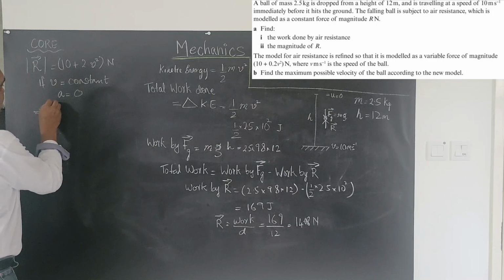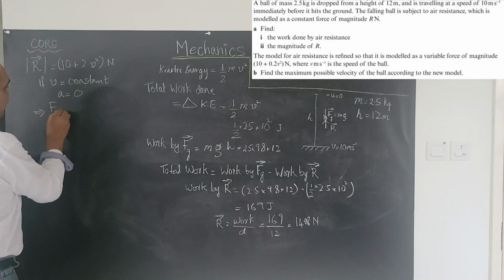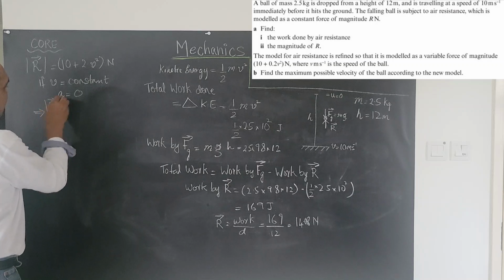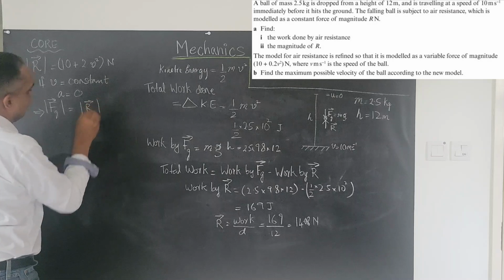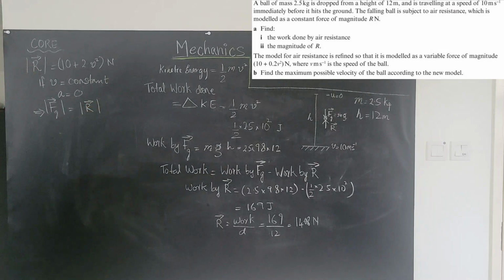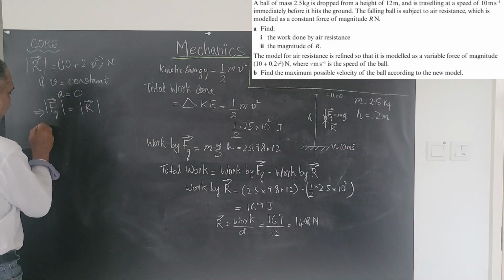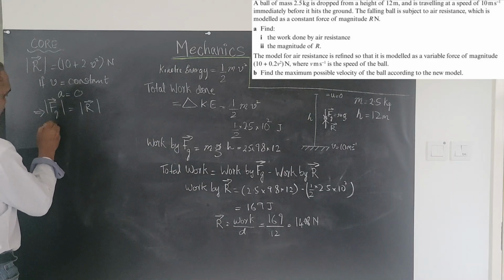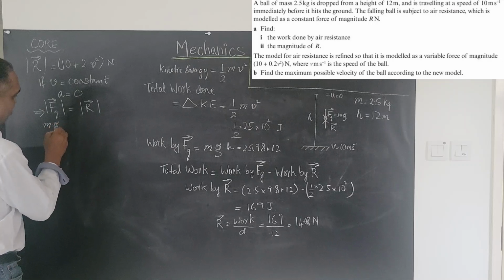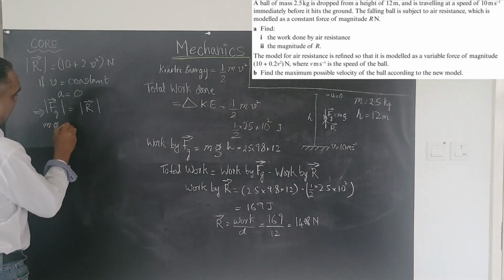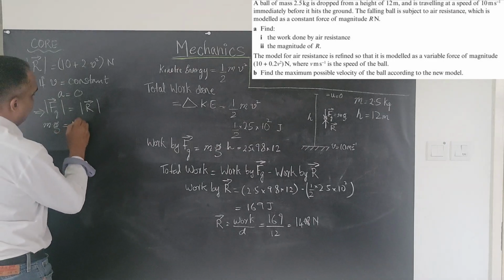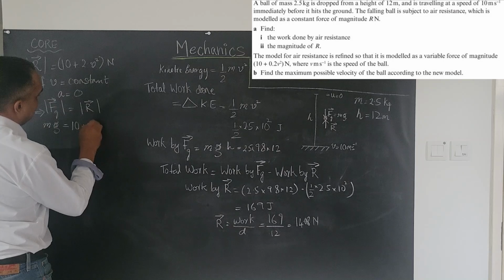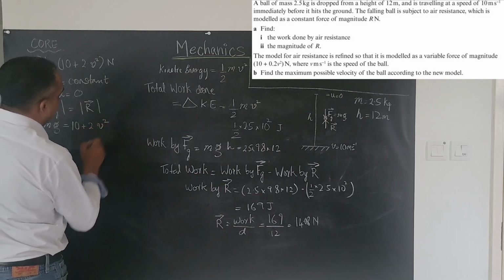implies the magnitude of the force of gravity is equal to the magnitude of R. I think we can work the math out now, which means force due to gravity, m times g, is equal to the magnitude of this, which is given by 10 plus 2 times v squared.